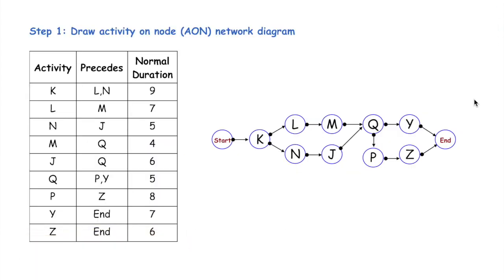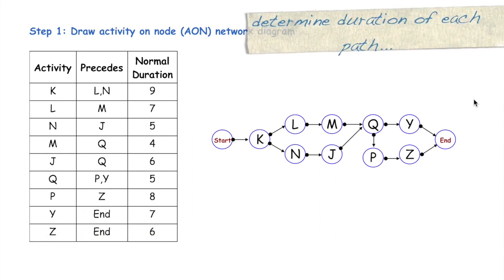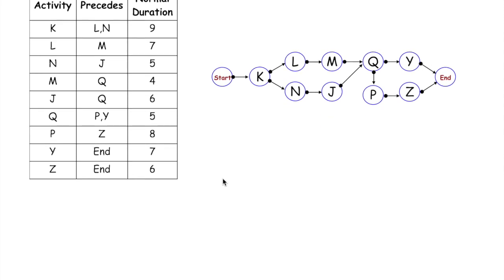Now once you've drawn out the activity on node diagram for this project, the next thing I'd recommend to do is to list every path that exists in your project and to evaluate the duration of each path. A path is simply a string of letters that is connected from the start node to the end node, and the duration of a path is simply the sum of the normal durations of the activities that make up the path. So lower down, what we could do is set up a little column for path along with duration.